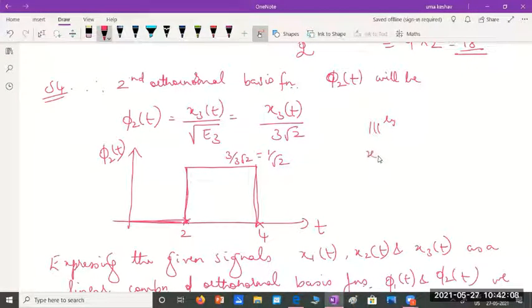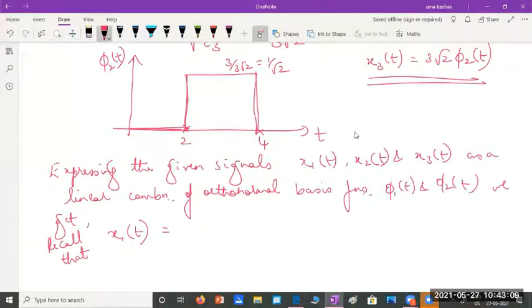Similarly, x3 is 3 root 2 into phi 2. Cross multiplying. I am just cross multiplying in this equation. If phi 2 is x3 by 3 root 2, then x3 will be 3 root 2 into phi 2 by cross multiplying.